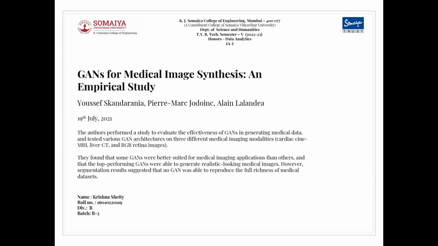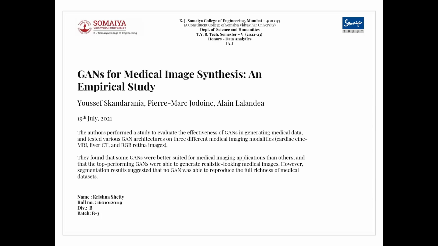Hello, I am Krishna Shetty and I'll be presenting on the research paper titled GANs for Medical Image Synthesis: An Empirical Study. As the title suggests, the paper discusses the use of generative adversarial networks, GANs for short, in medical imaging. A brief TLDR version of the paper and its conclusions can be summarized as follows.